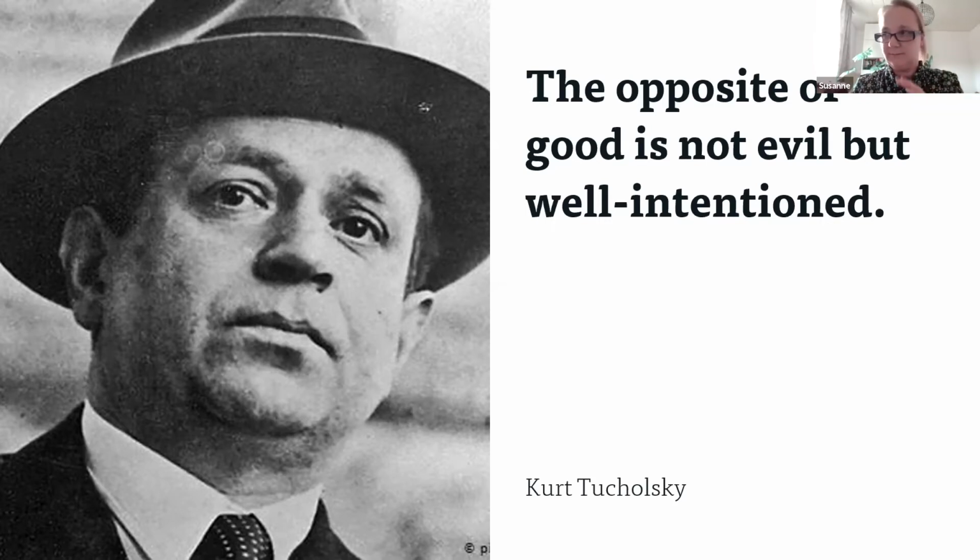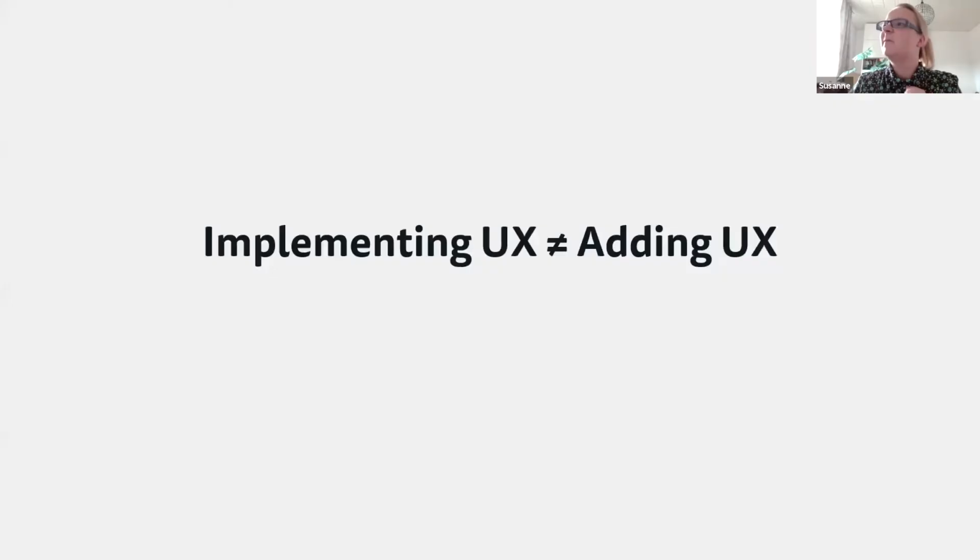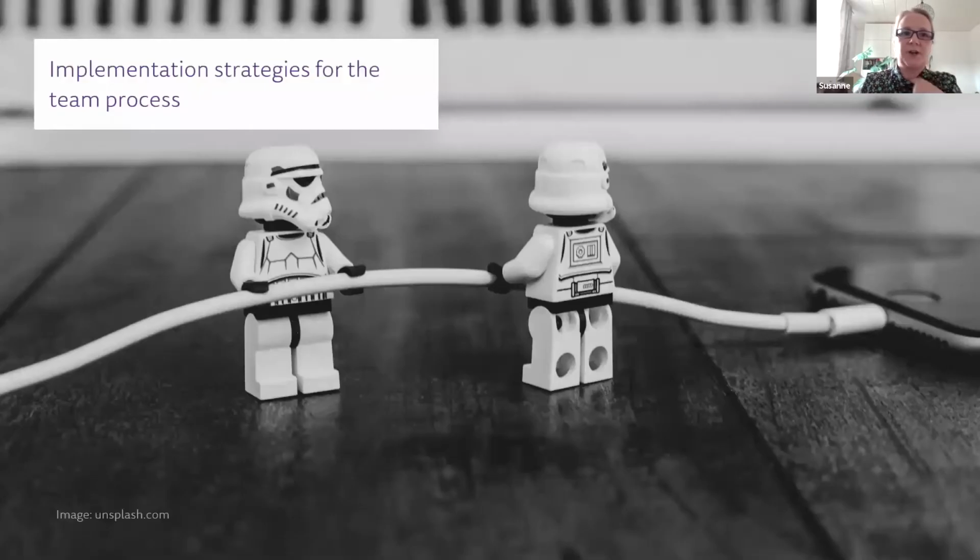That's my opinion. It's only mine. But implementing UX is not adding UX. This is what the image also triggers in when I look at it on the safe image. You have this lean UX description by the right end of the image. It's not adding UX, but all of you know it. We have several layers of UX that we have to look at. But there are implementation strategies for the team process already in place.